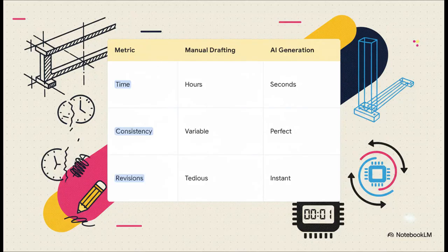And having this kind of orchestration leads to a dramatic shift in efficiency, especially when it comes to generating CAD. I mean, think about it. Manually drafting sections takes hours. Consistency can be all over the place, and we all know revisions are incredibly tedious. The AI can translate that design output into a drawing in seconds, with perfect consistency every time. And revisions become pretty much instant.